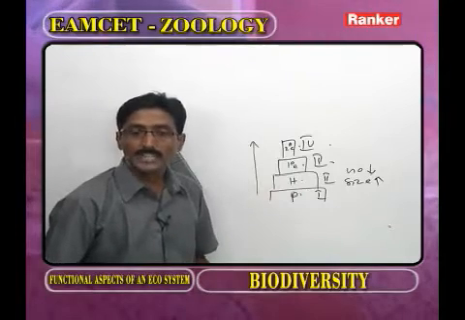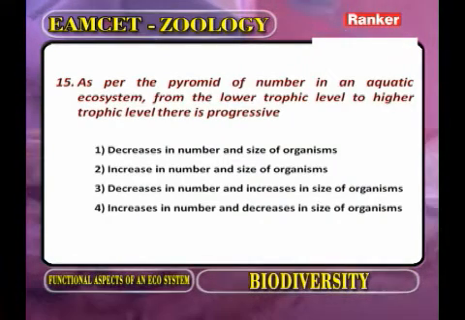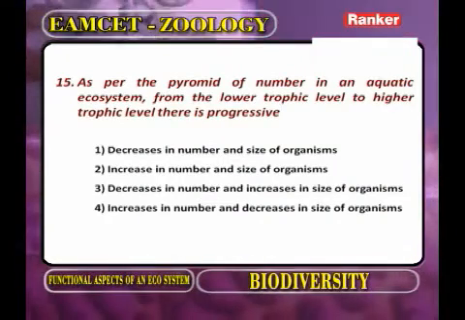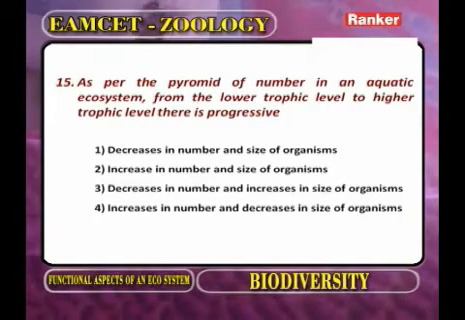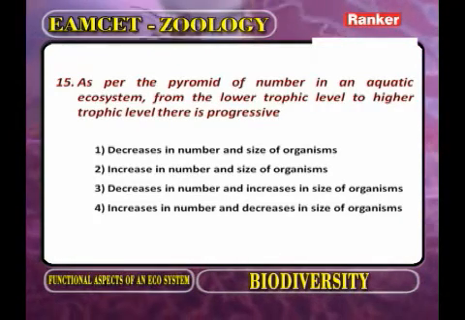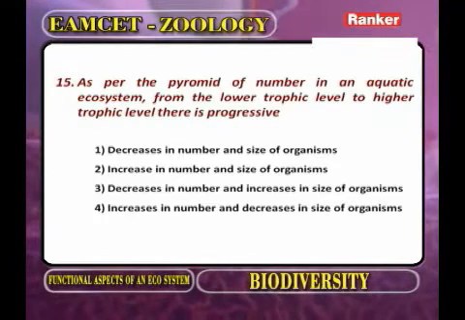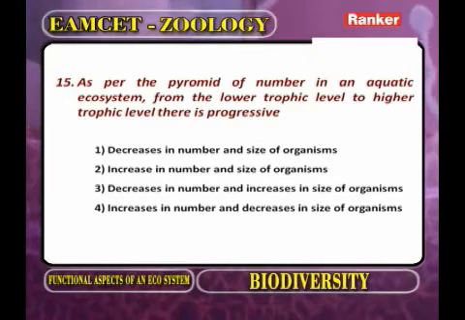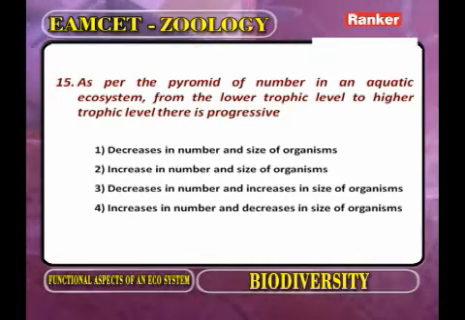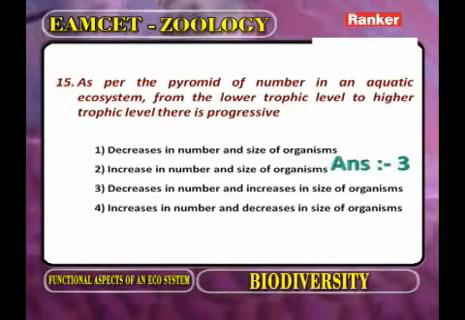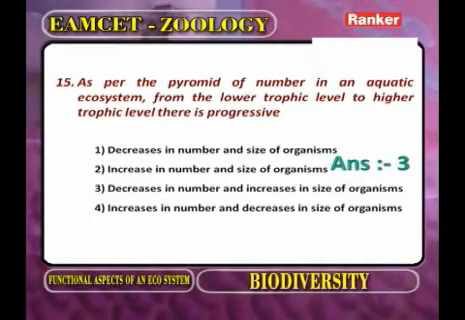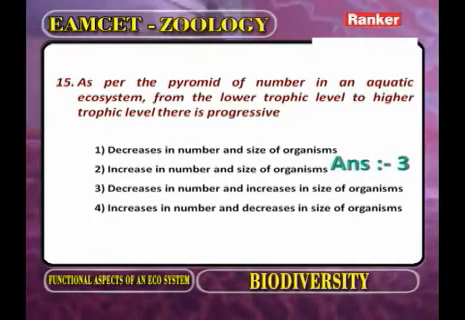Here is the question: as per the pyramid of number in an ecosystem, from the lower trophic level to higher trophic level, there is a progressive decrease. Now you have to observe the options: decrease in the number and size of organisms; increase in number and size of organisms; decrease in number and increase in the size of organisms. What is the correct answer? That is the third option. As the trophic level increases, the number decreases and the size increases.